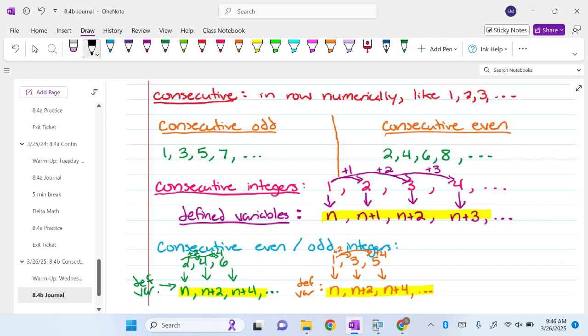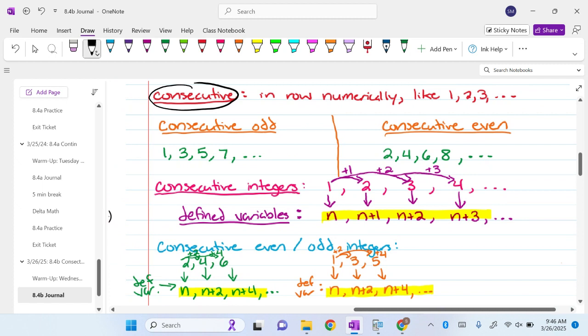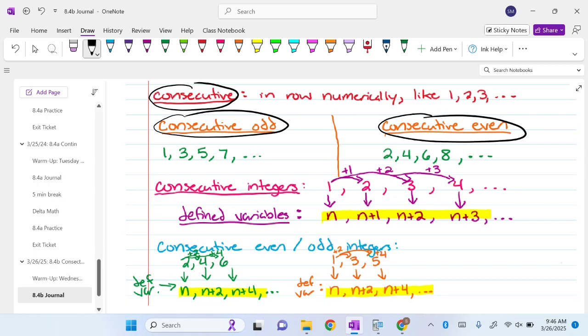But biggest things you need to know. First off, you need to know the definition of consecutive as well as consecutive odd and consecutive even. You've got to know what they're talking about. So remember, consecutive means numbers that are right next to each other, like 1, 2, 3. Consecutive odd are odd numbers in a row, like 1, 3, 5, 7. Consecutive even are even numbers in a row on a number line. So 2, 4, 6, 8 is an example.